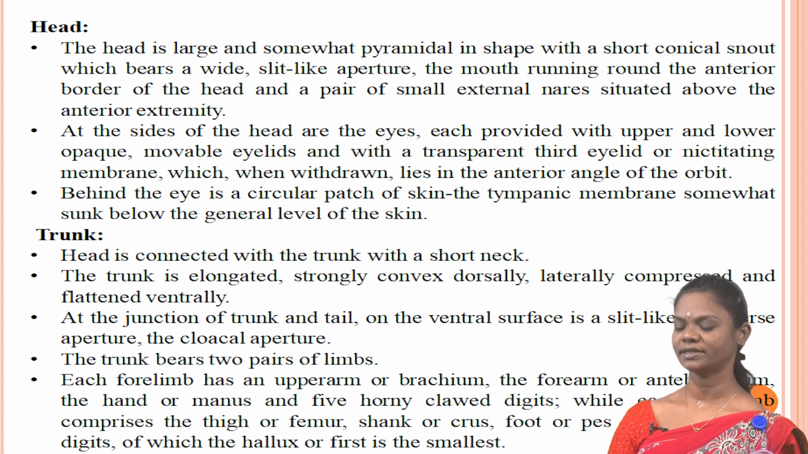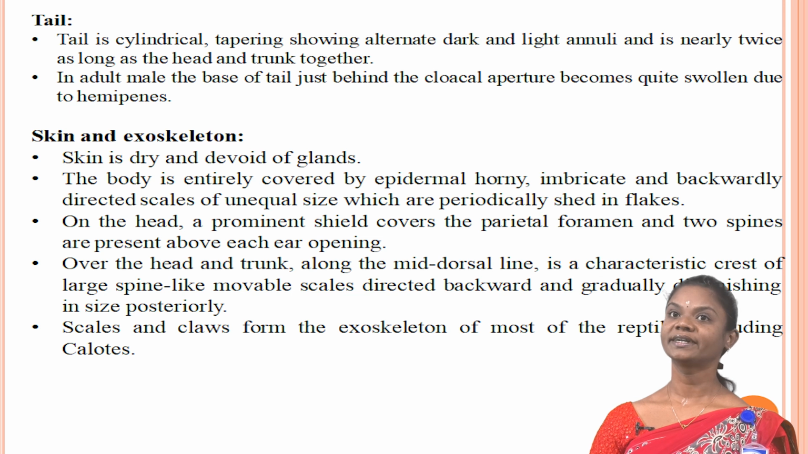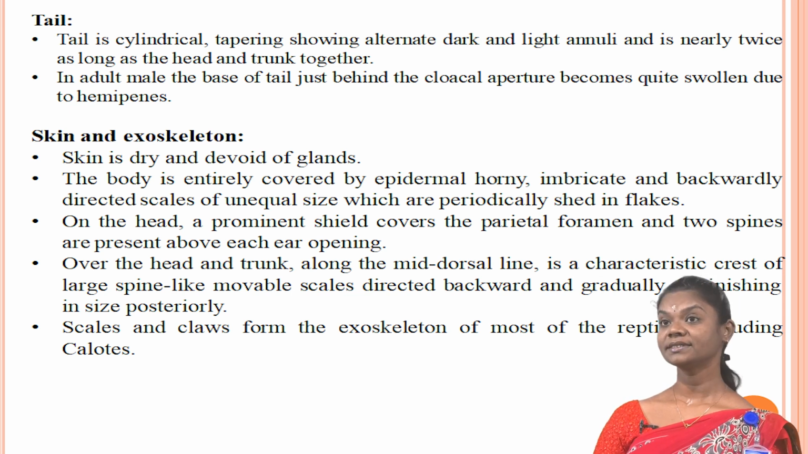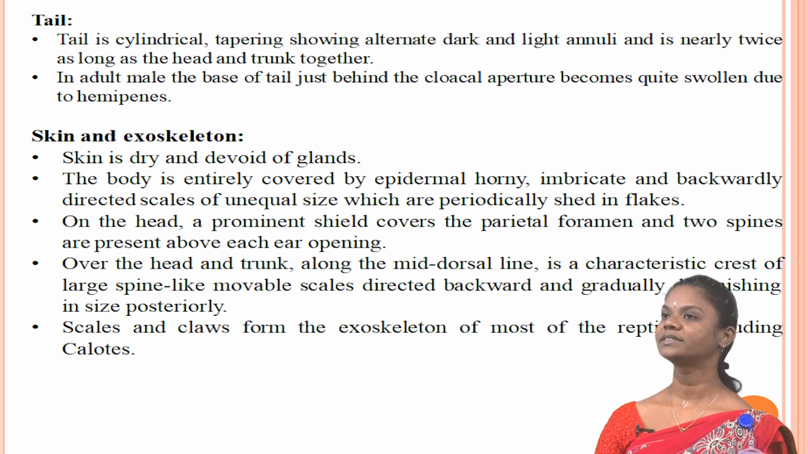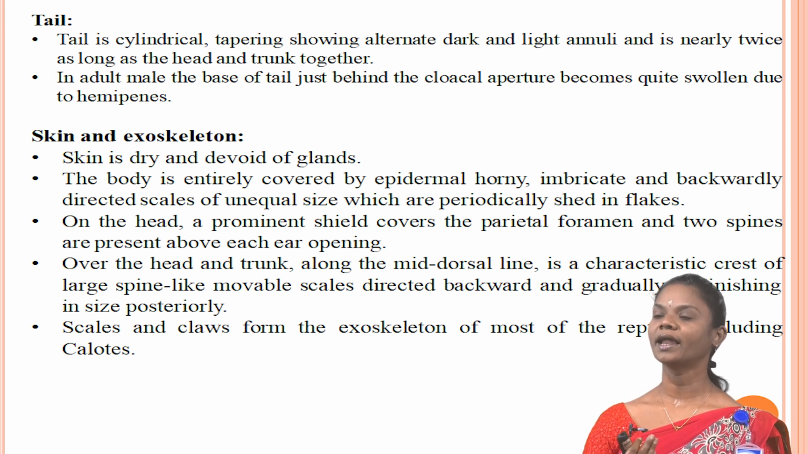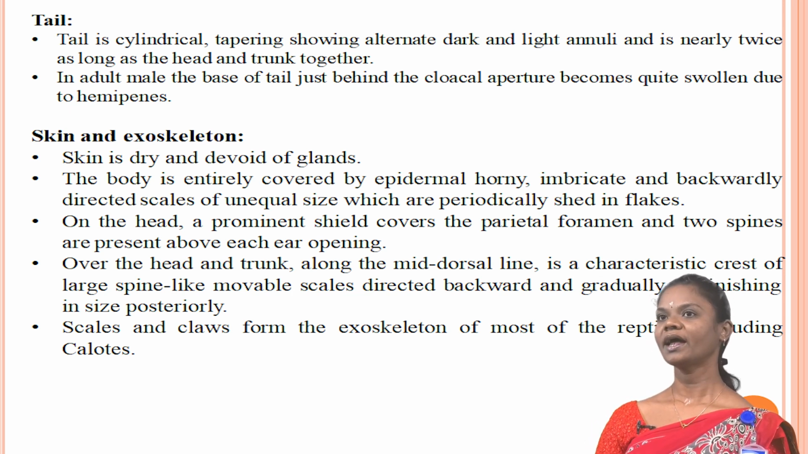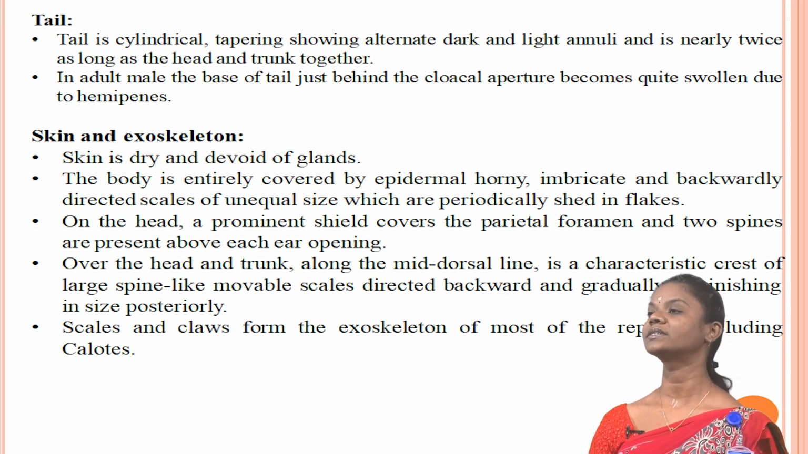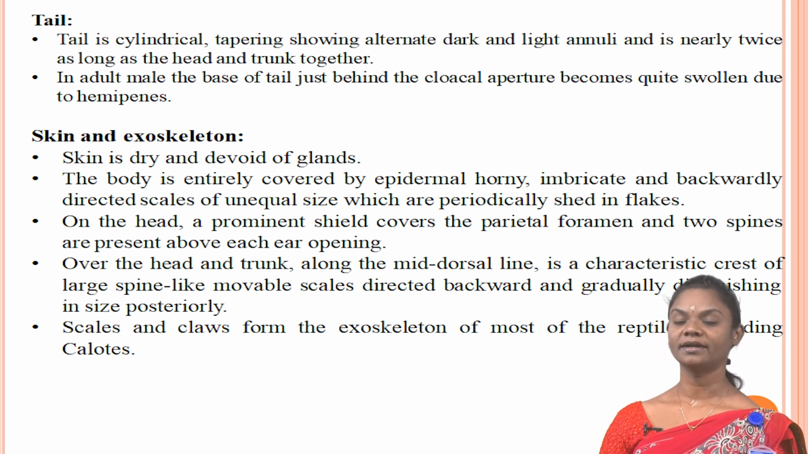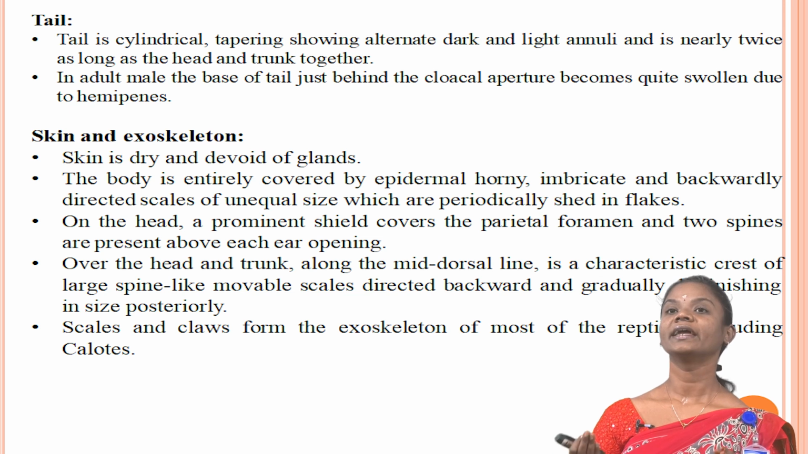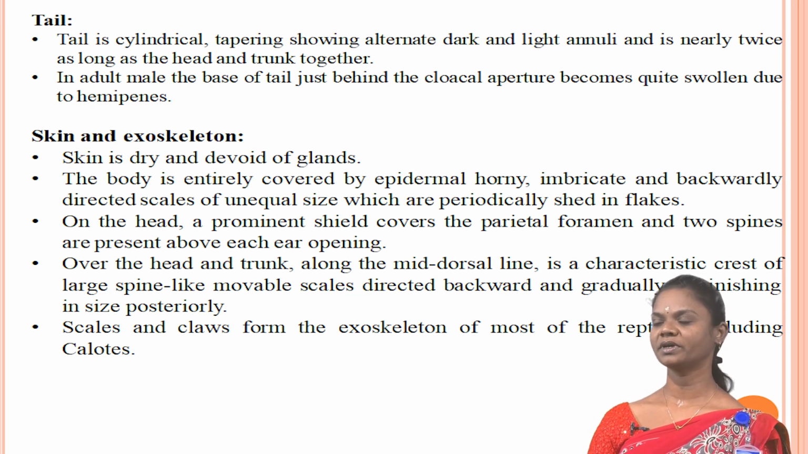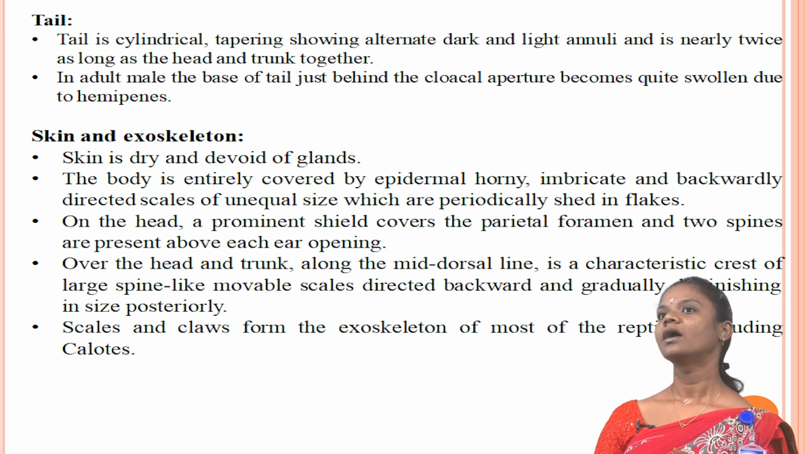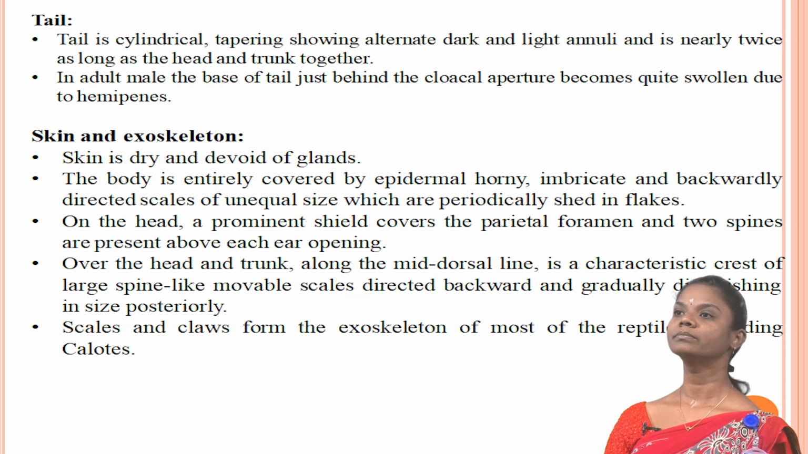And the tail. The tail is cylindrical and tapering, showing alternate dark and light annuli, and is nearly twice as long as the head and trunk together. In the adult male, the base of the tail just behind the cloacal aperture becomes quite swollen due to the hemipenes.